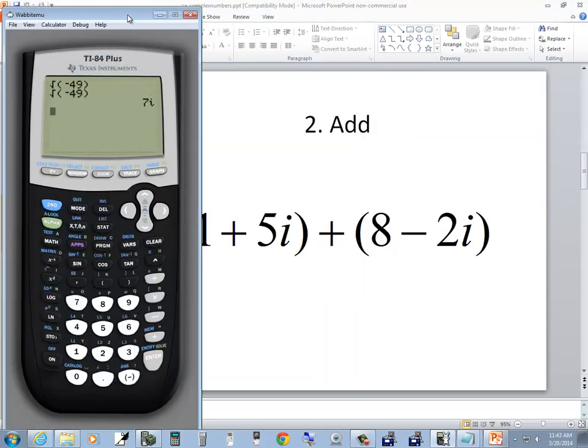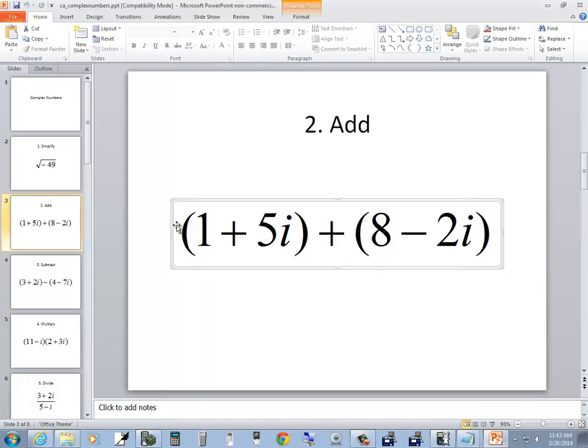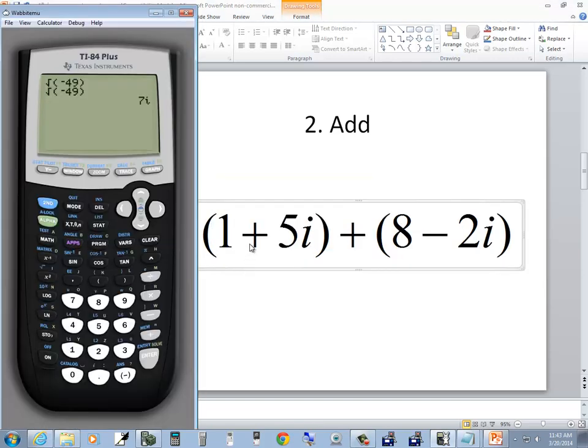Let's take a look at adding two together. Let me move this a little bit so I can see it with the calculator. These you pretty well just type in exactly as you see it. The important part to note is that the i is above your decimal. So we'll put in the beginning parenthesis, 1 plus 5, then second decimal, and closing parenthesis, plus, then a beginning parenthesis, 8 minus 2, then second decimal, closing parenthesis, and then you press enter. Then your answer is 9 plus 3i.